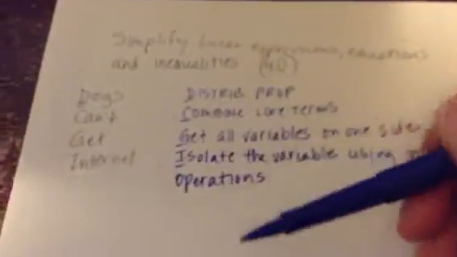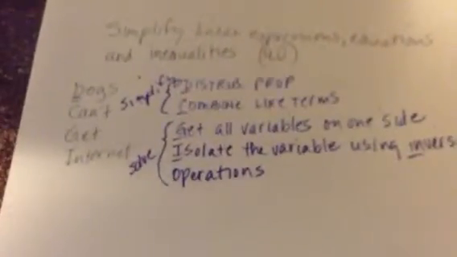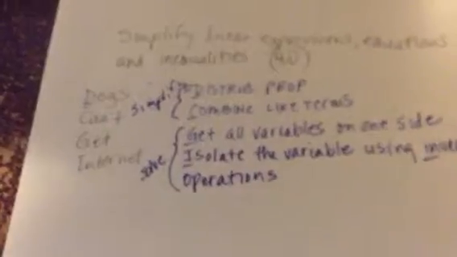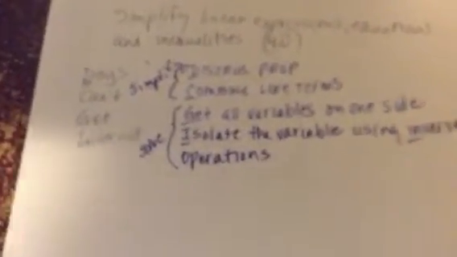There's my acronym, and here's what it really stands for. So when we were using distributive property and combining like terms, we were simplifying. Now we're going to get all the variables on one side and isolate the variable, and that's how we're going to actually solve, take it to the next level. So I want you to put your pencils down right now, and I'm going to show you an example of where we would use all these steps in one problem.